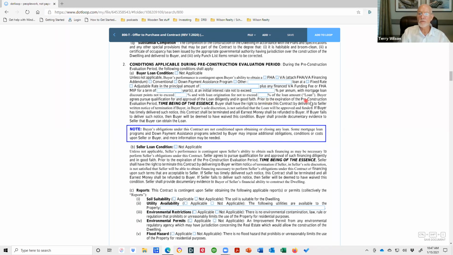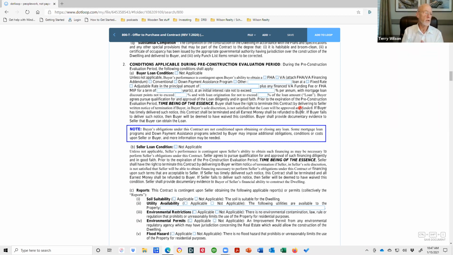Prior to the expiration of the pre-construction evaluation period, time is of the essence, 5 p.m., buyer shall have the right to terminate this contract by delivering to seller written notice of termination if in buyer's sole discretion, now think about that for a second, the buyer is not satisfied that the loan will be approved and funded. That is an incredibly broad brushstroke. Think about the words in the buyer's sole discretion. They don't feel that the loan is going to be approved. I mean, they could literally use any excuse.